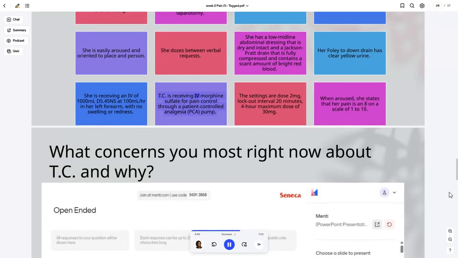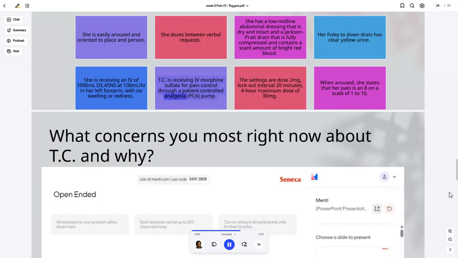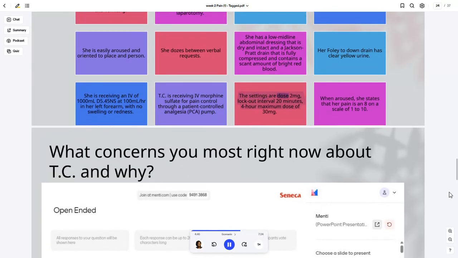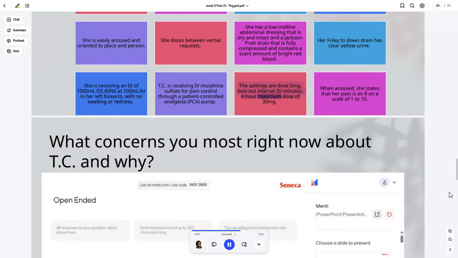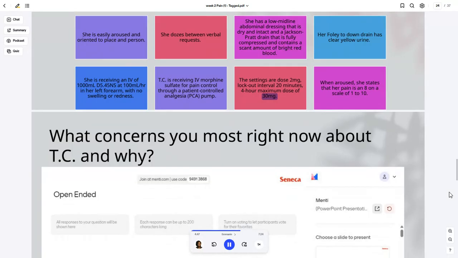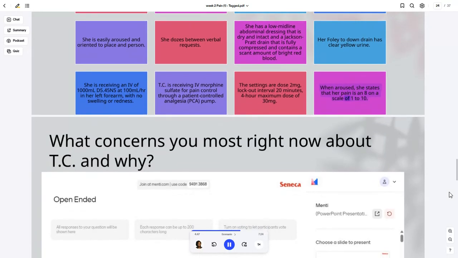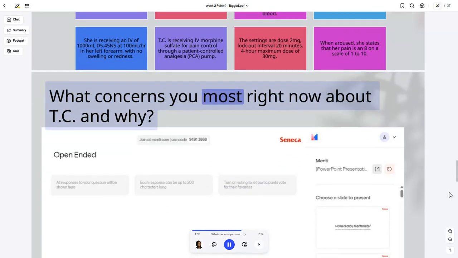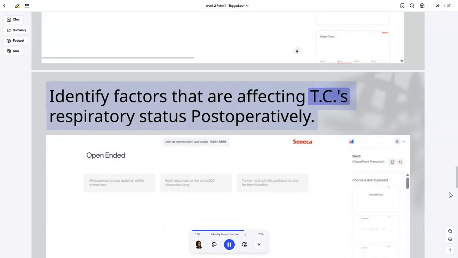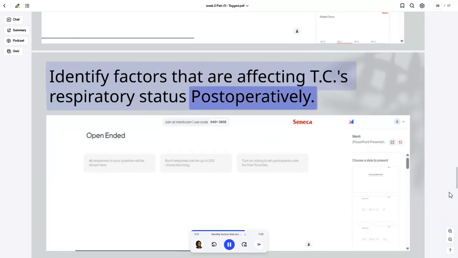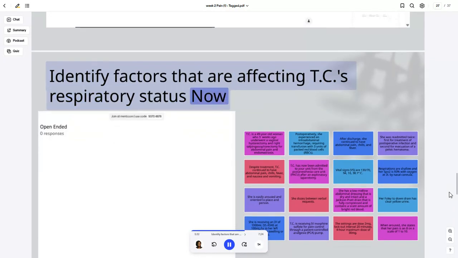TC is receiving IV morphine sulfate for pain control through a patient-controlled analgesia PCA pump. The settings are dose 2 milligrams, lockout interval 20 minutes, 4-hour maximum dose of 30 milligrams. When aroused, she states that her pain is an 8 on a scale of 1 to 10. What concerns you most right now about TC and why? Identify factors that are affecting TC's respiratory status postoperatively. Identify factors that are affecting TC's respiratory status now.